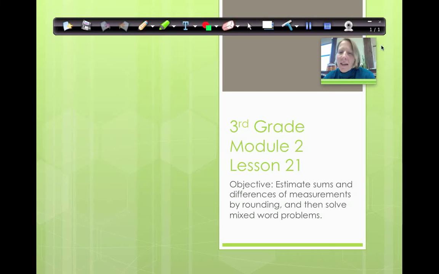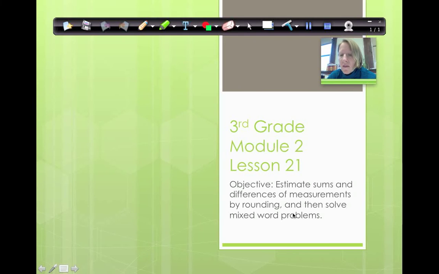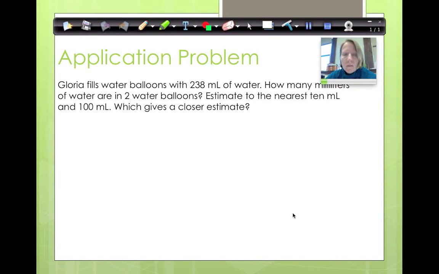Hello everybody. Today we're going to do Module 2, Lesson 21. The objective is that we are going to estimate sums and differences of measurements by rounding and then solve mixed word problems. Okay, we're going to start with the application problem.